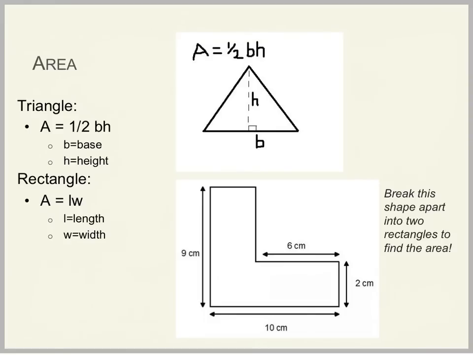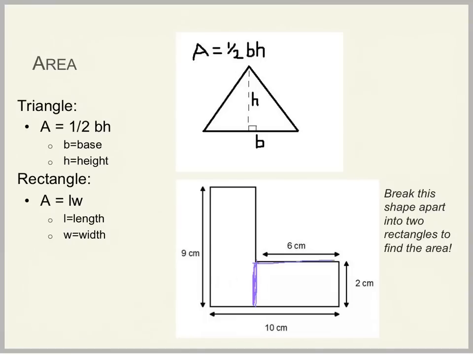Area. The area of a triangle is 1/2 the base times the height. And for rectangles, the area is length times width. Now sometimes we need to be a little clever. For example, in our bottom image, we need to break this up into 2 rectangles. I'm going to break this up into 2 rectangles like so.